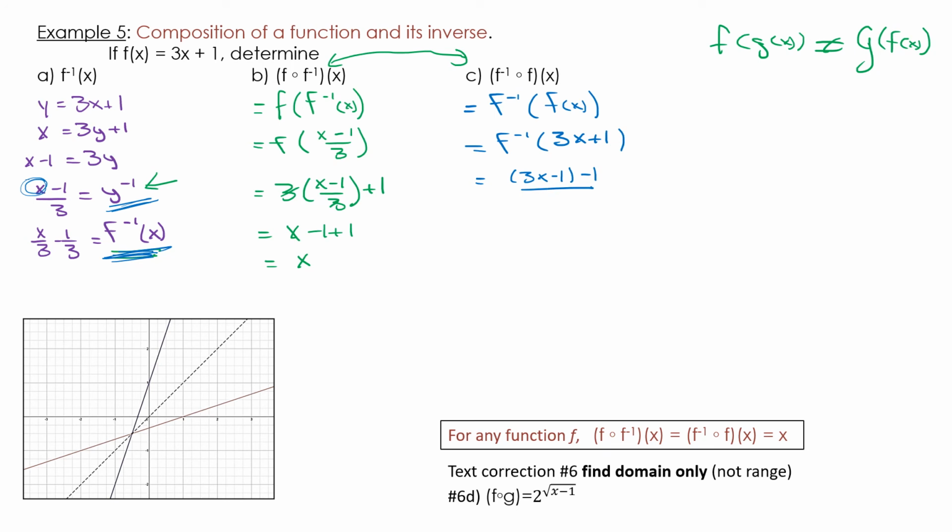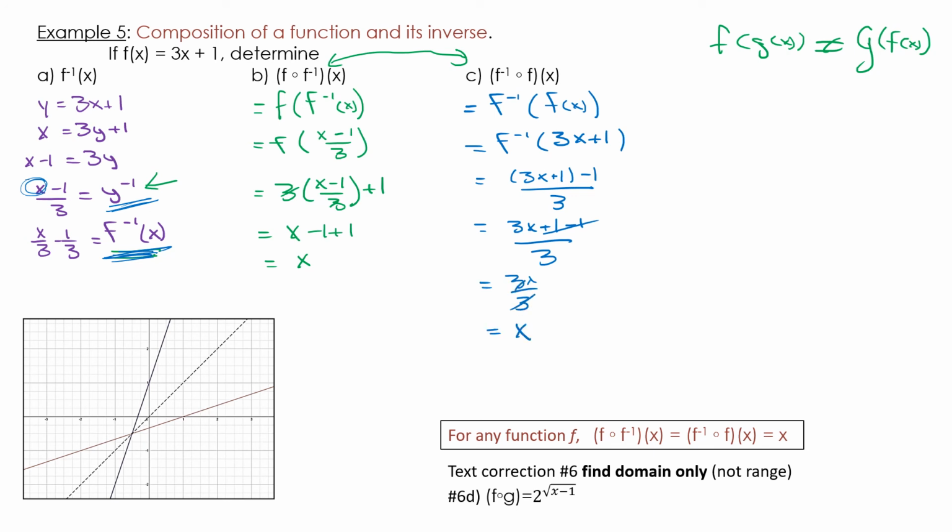Subtract 1 over 3. That is 3x plus 1. Whoops. Plus 1. I think I've done that twice today. Switched minus for plus. Okay, plus 1 minus 1 over 3. These are gone. We have 3x over 3, which is x.